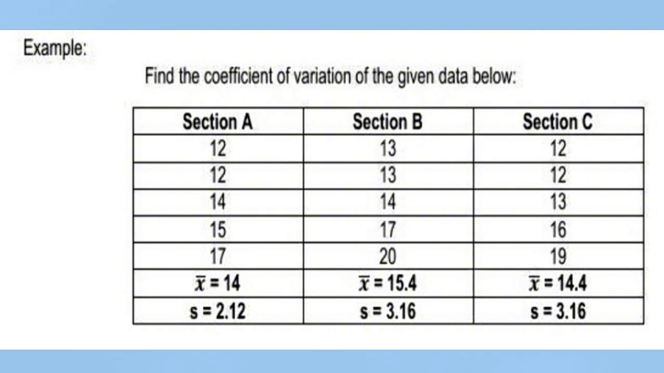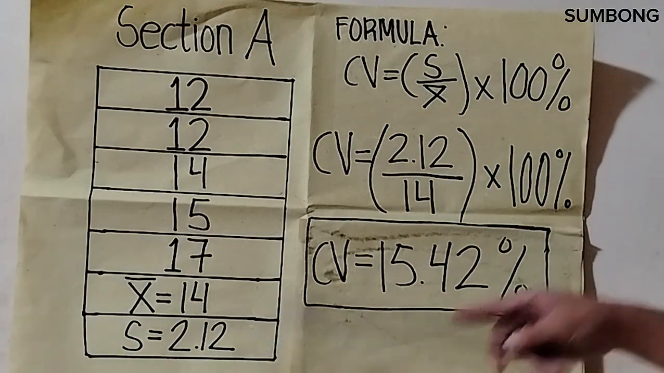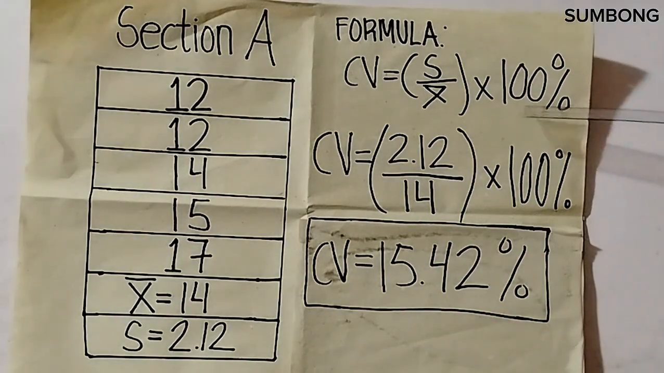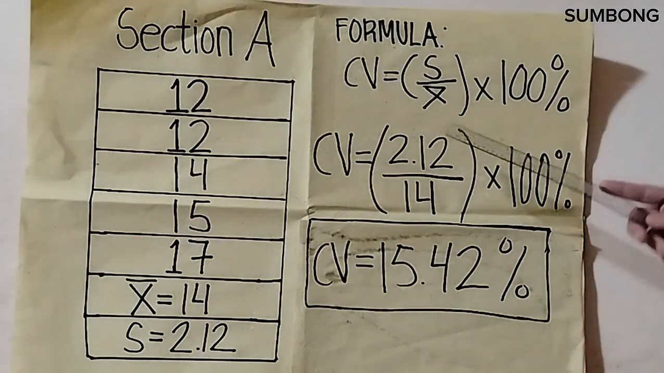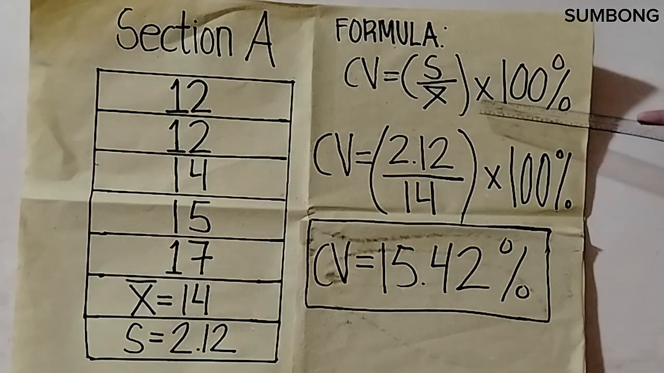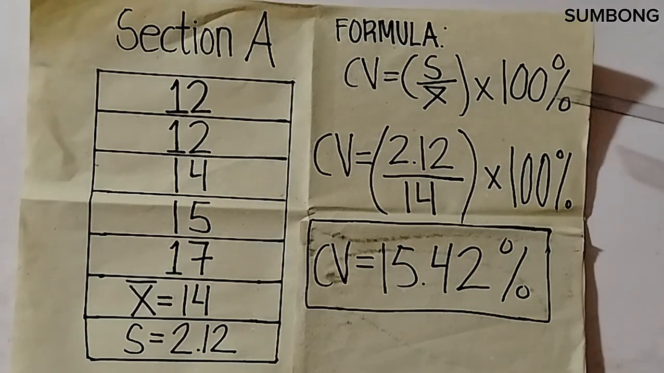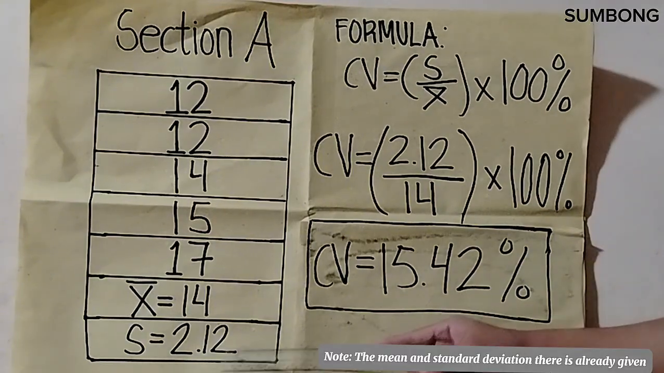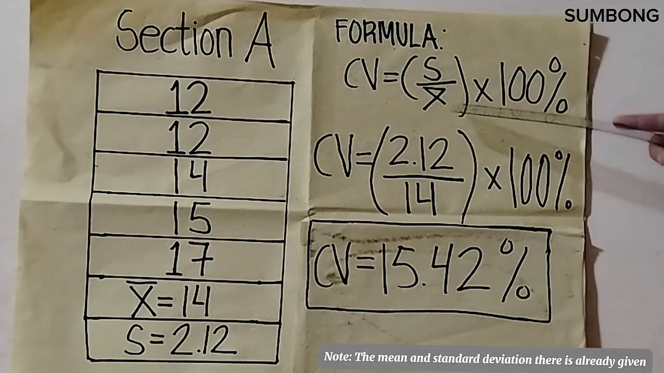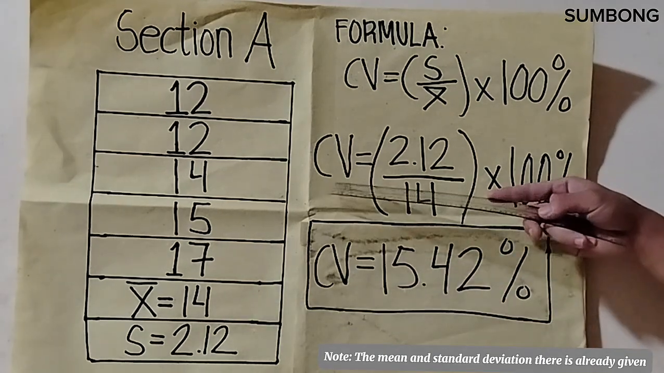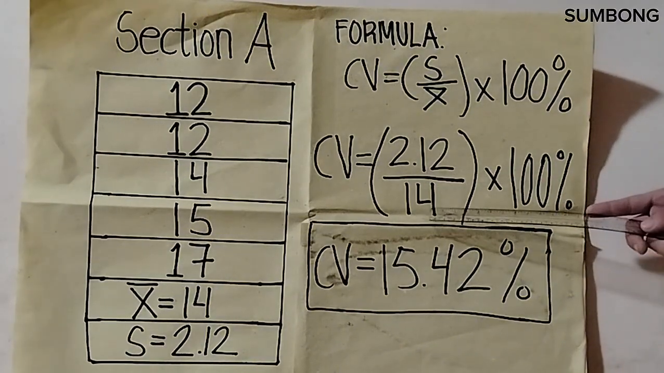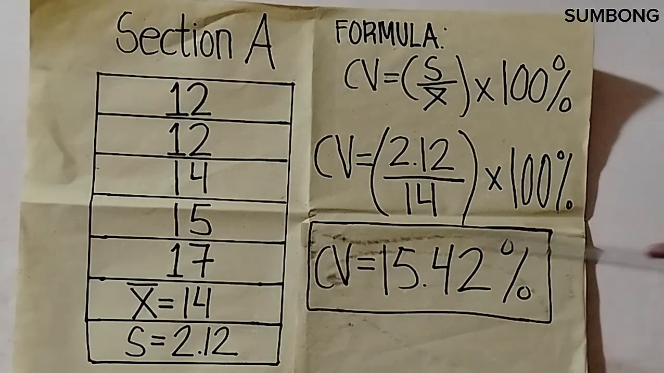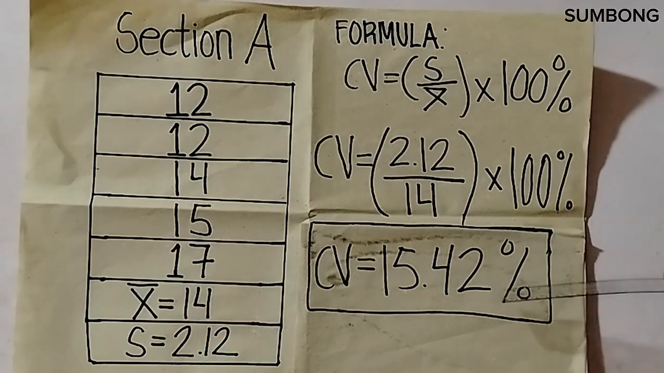Find the coefficient of variation of the given data below. This is section A and this is the formula. So our formula is CV is equal to S, which is the standard deviation, over X or the mean, times 100%. To solve this, our S, the standard deviation, is 2.12 and our mean is 14. So CV is equal to 2.12, the standard deviation, over 14, the mean, times 100%. So the result is 15.42.